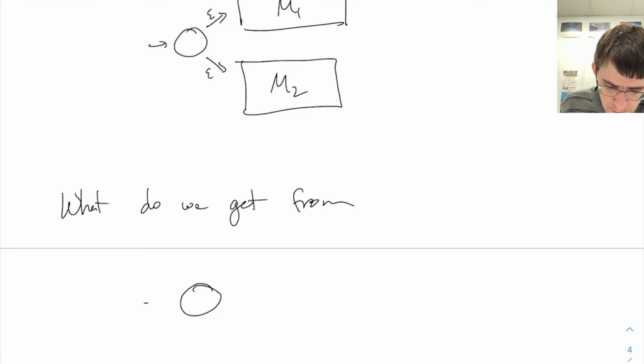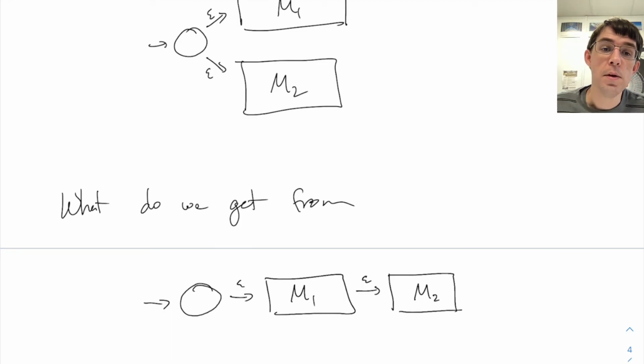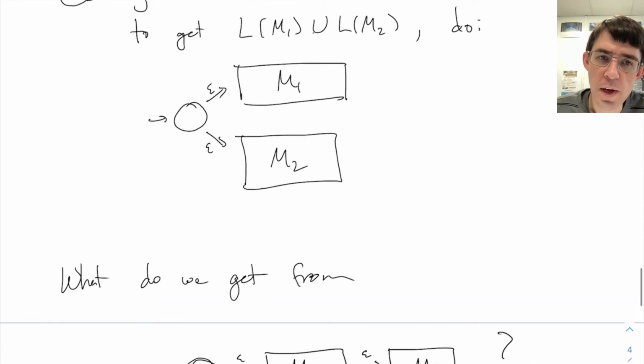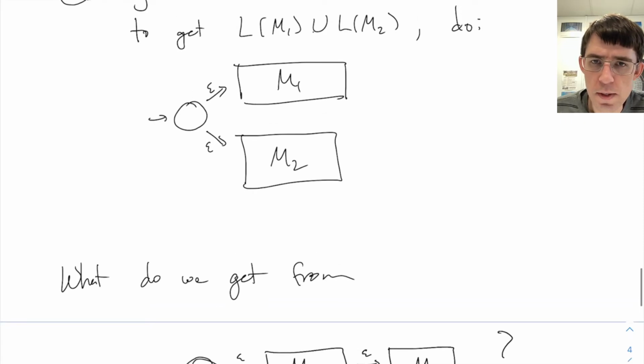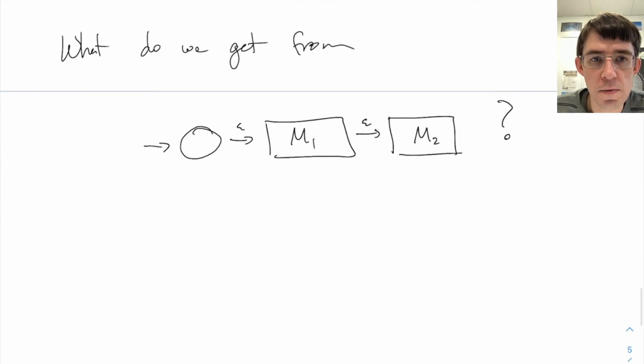What if I make my starting state have an epsilon straight into M1, and then I put another epsilon, meaning once you're done with M1, you shove it through M2, and see what happens. Is this actually useful? And can we describe this in terms of unions? The parallel one gives you the union. It's natural to think the one that goes with that is the intersection. But actually, this construction does not give you the intersection of the two languages.